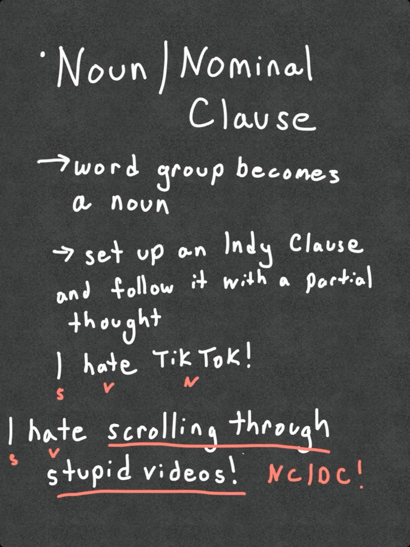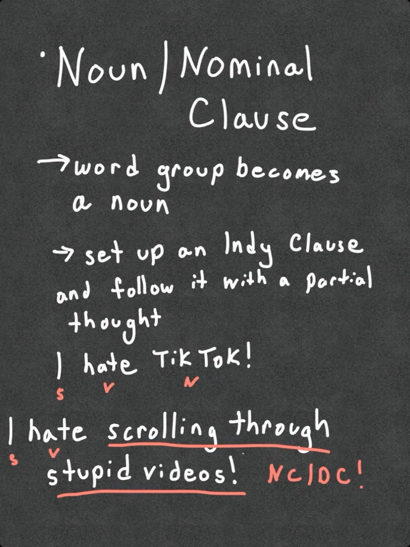In the noun or nominal clause, something really special happens here because a group of words come together to form a noun in itself. It is usually the job of the independent clause to set up a diving board, if you will, so that the dependent clause has an opportunity to dive. Let's take a look at the independent clause. I hate TikTok. It's a solid sentence. Subject, verb, noun. I hate TikTok.